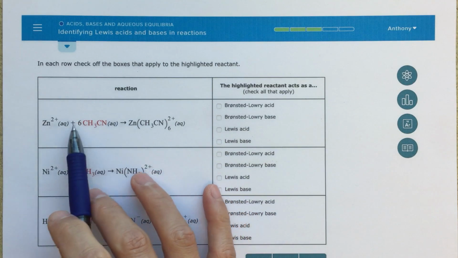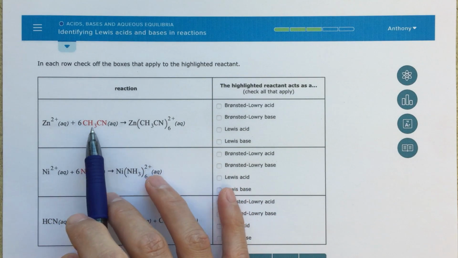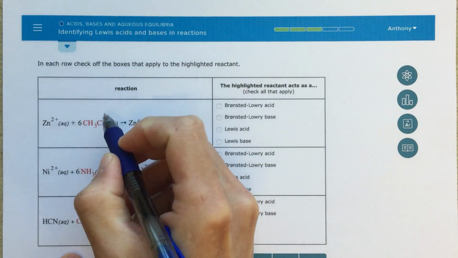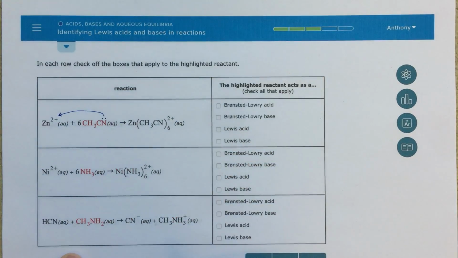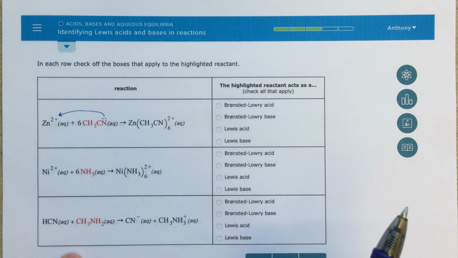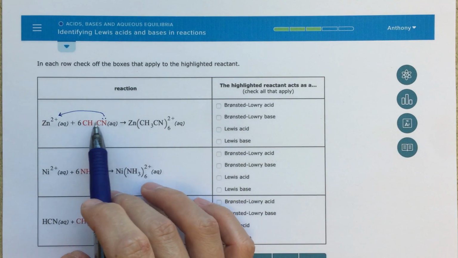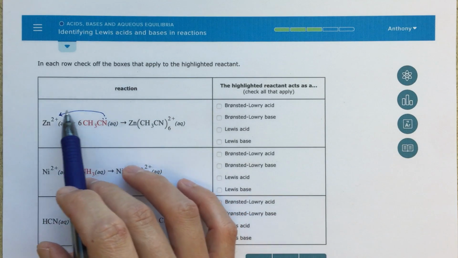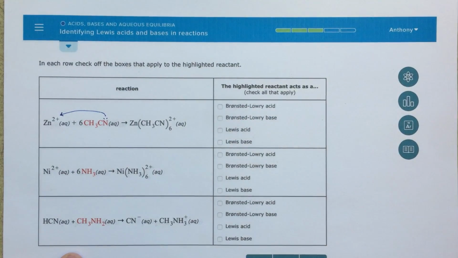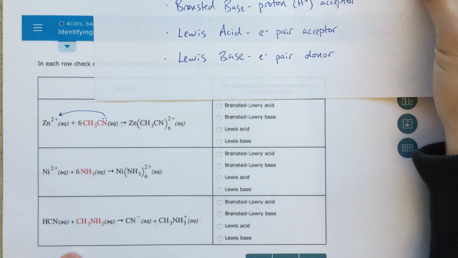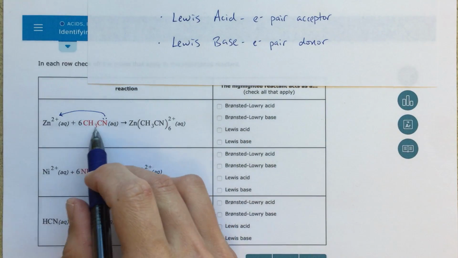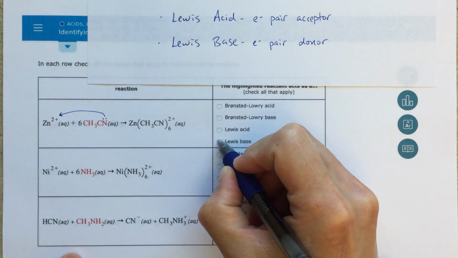So this question is asking us, in terms of this highlighted reactant, the CH3CN, what's going on here is a lone pair of electrons on nitrogen is going to be donated to that zinc 2+ to form that complex ion, to form this new thing here. These need to be stuck to that zinc 2+. So this guy right here is donating that pair of electrons to the zinc 2+. If we look at our definitions, a Lewis base is going to be doing the electron pair donating. So Lewis base, electron pair donor, that's what this CH3CN is acting as: a Lewis base.